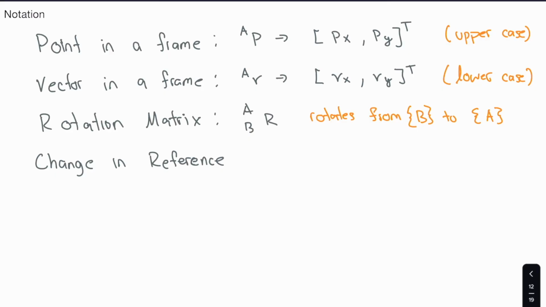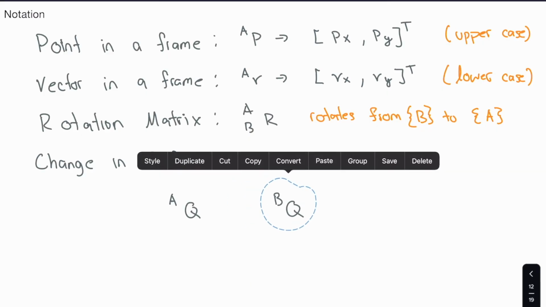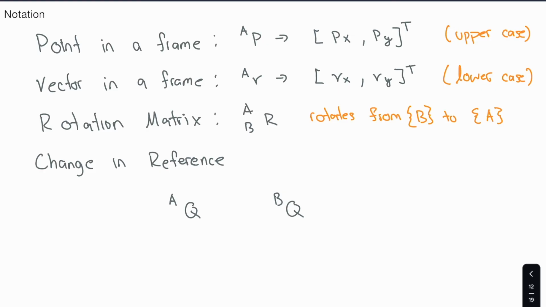So a change in reference will look something like this. Let's say we have some point, and I'm going to call it Q since I used my variable P above. And that point can be defined in some frame. So let's say this one happens to be defined, the two values for that point are defined only with respect to the B frame. Let's say it's important for us to know what those values are with respect to a different frame. It doesn't have to be a fixed frame, but just some other frame.